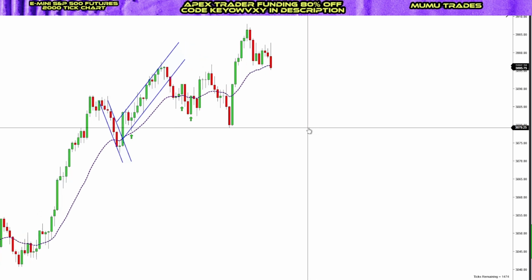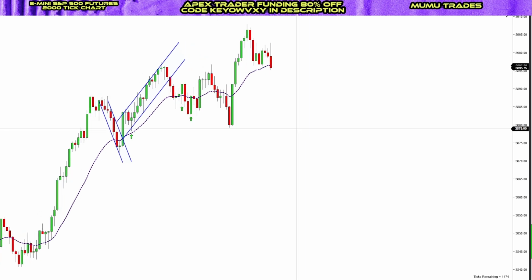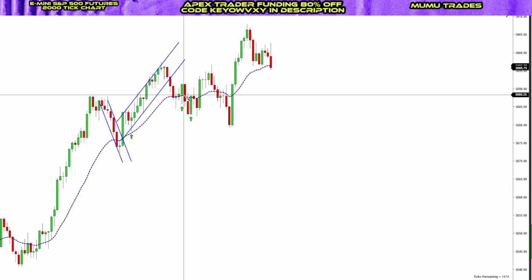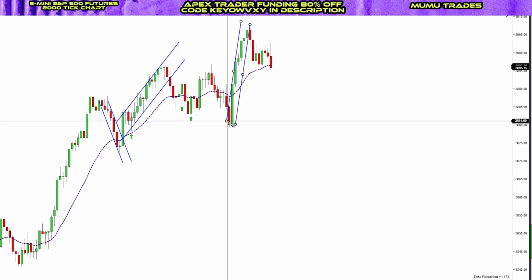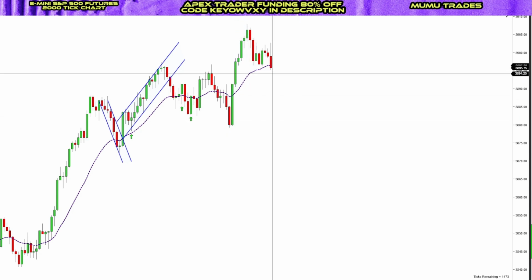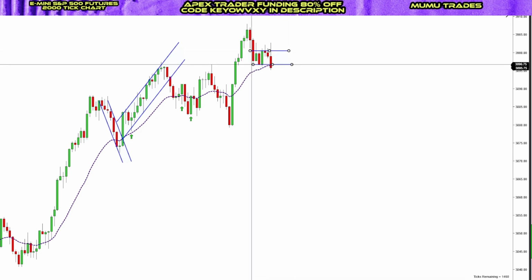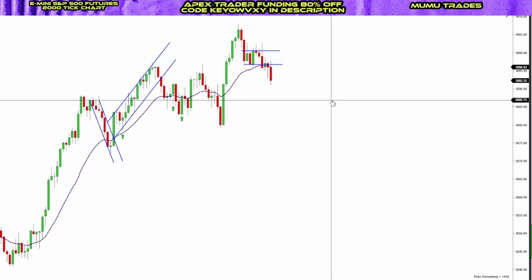So let's see if we can find any more two-legged pullbacks. So now we actually see a failed second entry long. We don't really want to take it yet because this uptrend is still potentially in play, and these bars just look a bit stacked. So let's wait for a potential lower high, which we actually get right there.